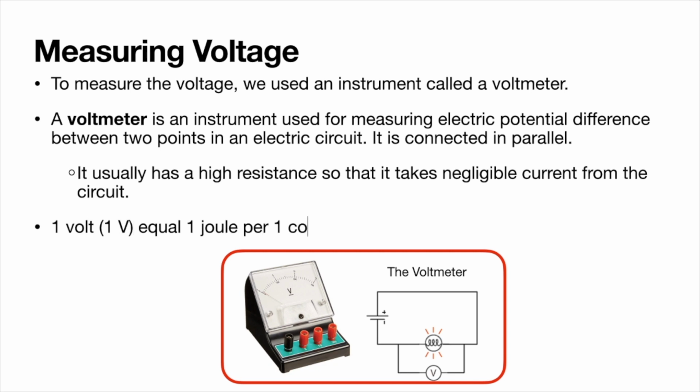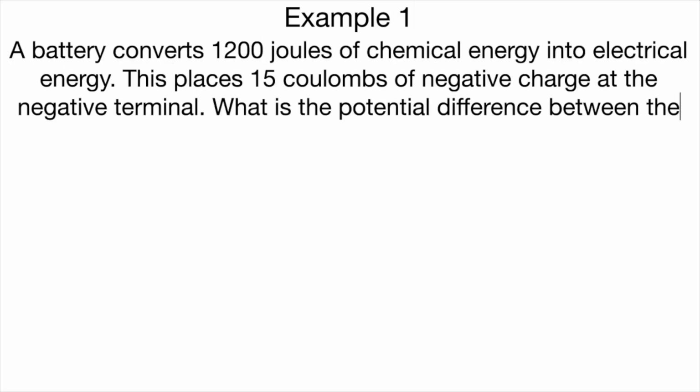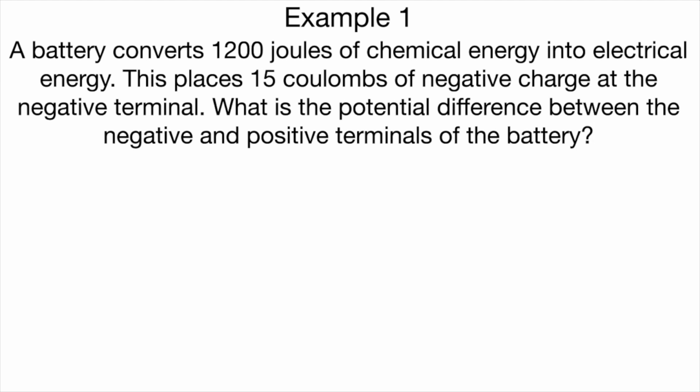1 volt, 1V, equals 1 joule per 1 coulomb. So this is equal to 1 joule per 6.25 times 10 to the 18 electrons. Let's do a physics example. Example 1. A battery converts 1200 joules of chemical energy into electrical energy. This places 15 coulombs of negative charge at the negative terminal. What is the potential difference between the negative and positive terminals of the battery?